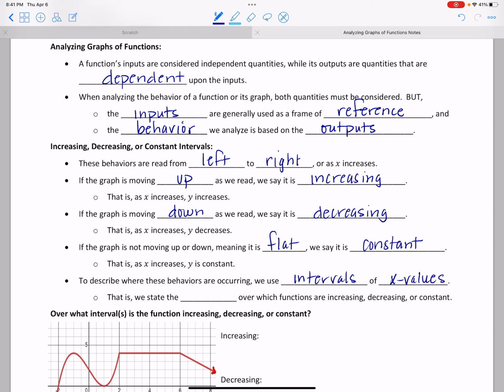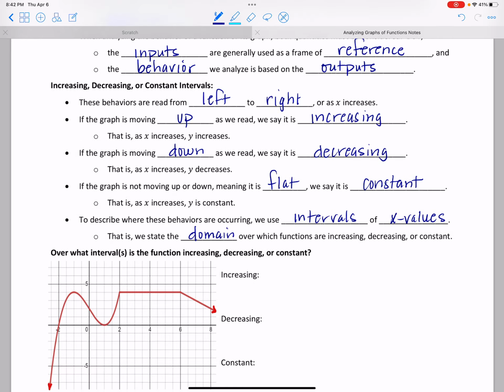So specifically, what we're doing is we're looking for the domain over which our function is increasing, or over what domain is it decreasing, or over what domain is it constant. So we want to state the domain that corresponds with each of these behaviors. So let's look at an example.